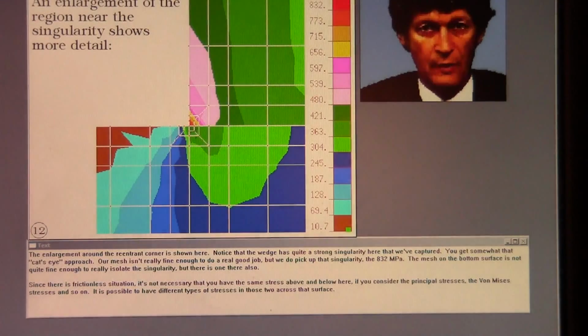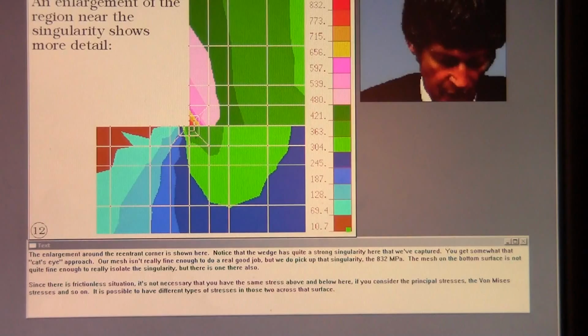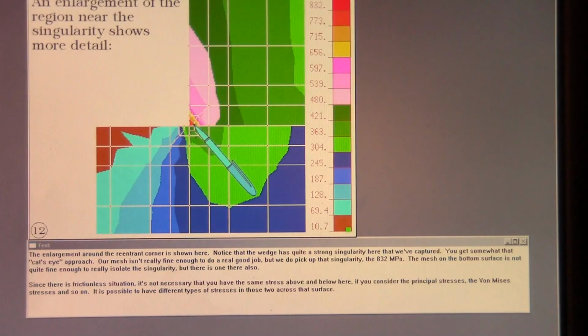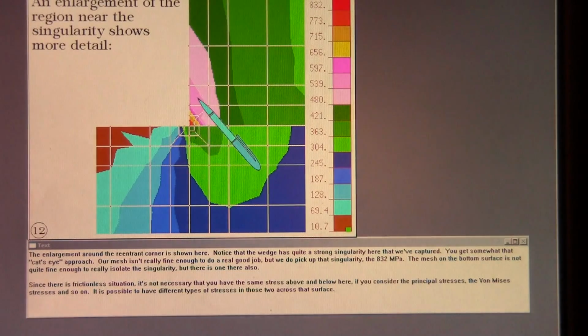The enlargement around the reentrant corner is shown here. Notice that the wedge has quite a strong singularity here that we've captured. You get somewhat that cat's eye approach. Our mesh isn't really fine enough to do a real good job, but we do pick up that singularity, the 832 megapascals. The mesh on the bottom surface is not quite fine enough to really isolate the singularity, but there is one there also.